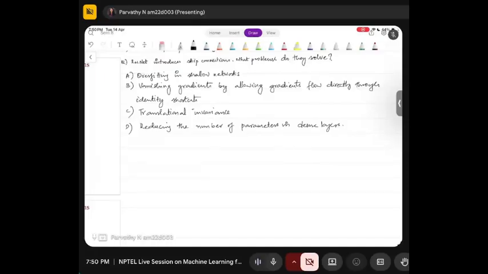So ResNet does not reduce the number of parameters in the dense layer, but it helps in allowing the gradients to flow through identity shortcuts by introducing this skip connection. So it solves the problem of vanishing gradient.